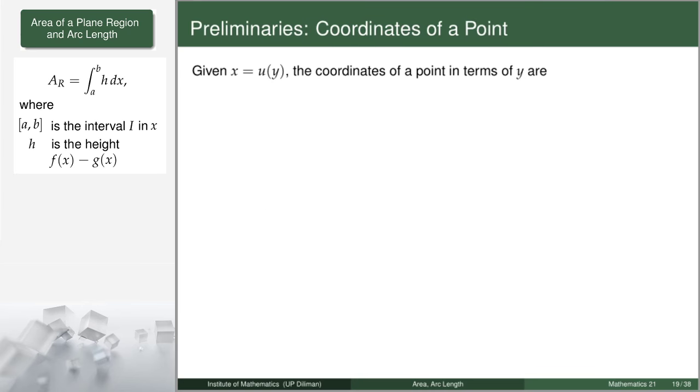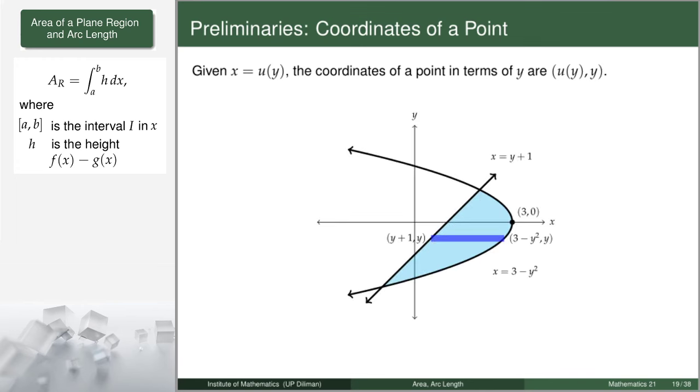Let's see, for example, we have this problem we had before. The equation for this parabola is x equal to 3 minus y squared, which is given by the x coordinate here. And the equation for this line here is x equal to y plus 1. We'll see that if you want to compute for the height, we now look at the x coordinate of this curve, which is just 3 minus y squared, minus the x coordinate of this curve, which is y plus 1, and which will give me a full expression in y.